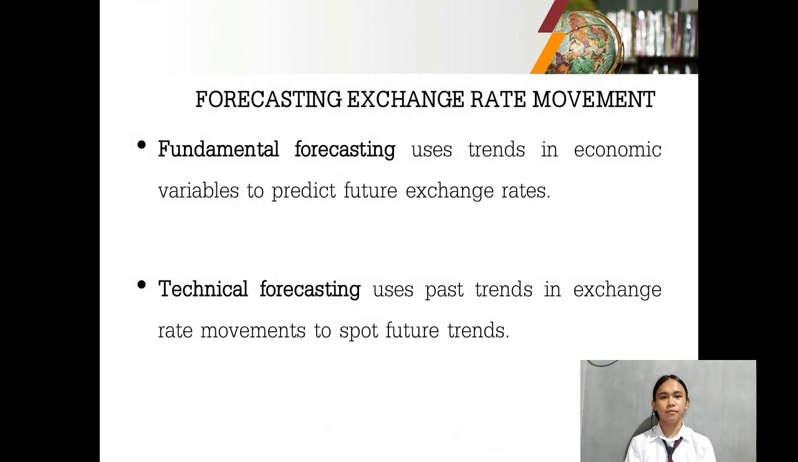Forecasting exchange rate movement. First, fundamental forecasting uses trends in economic variables to predict future exchange rates. So it is based on the fundamental relationship between economic variables and exchange rates. It may arise simply from subjective assessment of the factors that affect exchange rate. Second, technical forecasting. Use past trends in the exchange rate movement to spot future trends. So it involves use of historical data to predict future values. This includes the statistical analysis time series model.